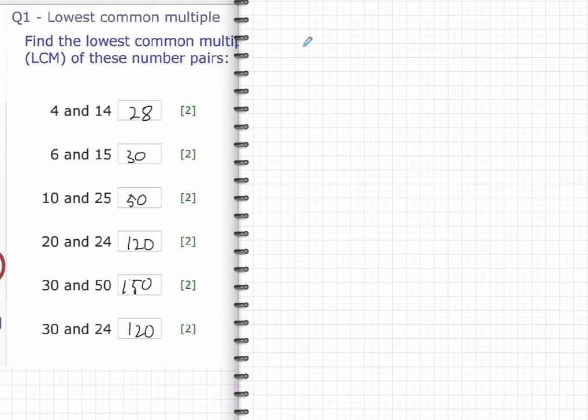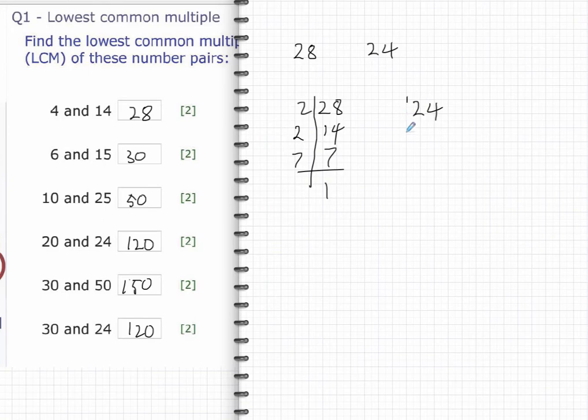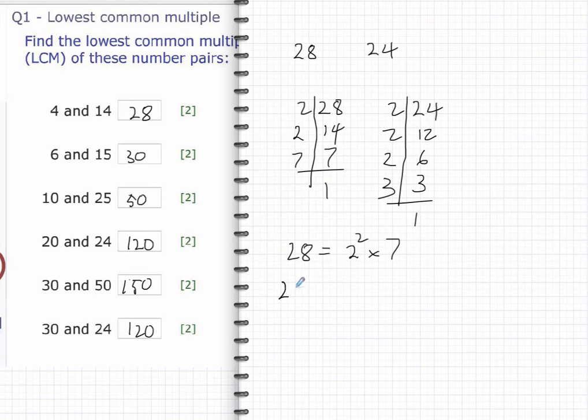So I mean, if you had to do say 28 and say 24, then you break down the 28. Now I would actually do it like this. Break it down like this. I would say 2 will go 14 times. 2 will go 7 times. 7 will go once. 24: 2 will go 12 times. 2 will go 6 times. 2 will go 3 times. 3 will go once. So 28 is equal to 2 squared times 7, and 24 is equal to 2 cubed times 3.